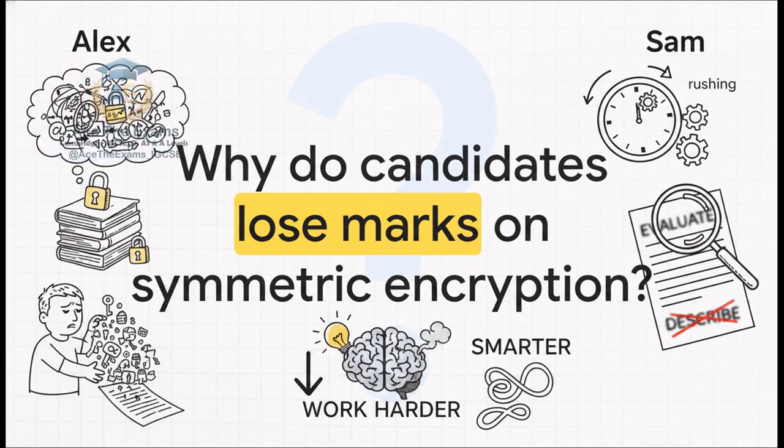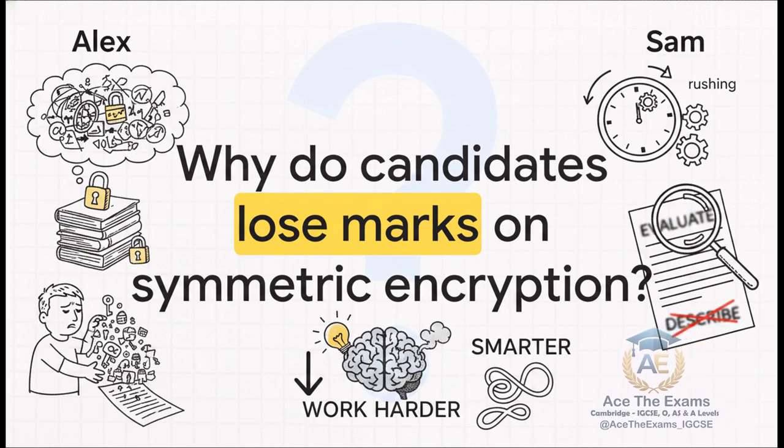On the flip side, we have Sam. Now, Sam actually knows the material pretty well, but Sam is rushing. Sam is always watching the clock and completely ignores the actual command words used in the prompt. If the question specifically says to evaluate something, Sam just describes it and quickly moves on to the next page. Sam is completely missing the actual requirements of the question and leaving massive, massive points on the table. So you see the problem here? Both Alex and Sam are working really hard, but neither of them is working smart.